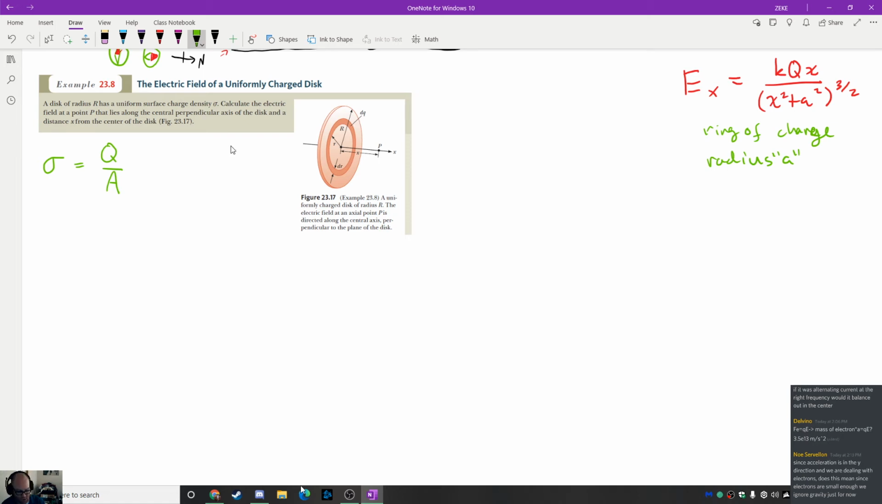So the trick for this one is that you can kind of see it already on here. If we take our disk and break it into tiny little rings, we know for an individual ring that this is what the electric field is going to look like, right? So if we just add a bunch of rings, this ring plus this ring plus this ring, and so on as we go through the object, we'll eventually get the total electric field.